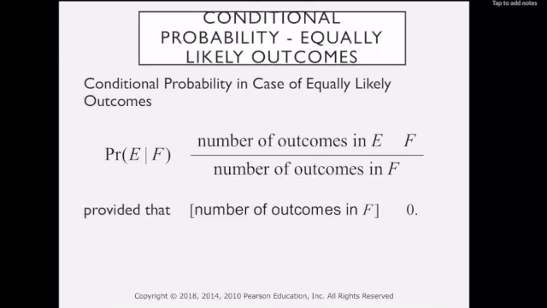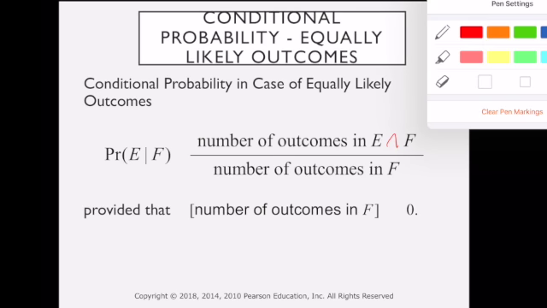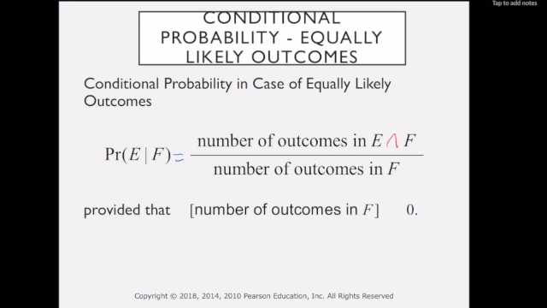So the next thing I want to talk about is conditional probability for equally likely outcomes. The probability of E given F equals the number of outcomes in E intersect F over the number of outcomes in F, provided that the number of outcomes in F doesn't equal 0, right? We can't divide by 0. We do not like that. And this is for cases with equally likely outcomes, such as rolling a die or flipping a coin.